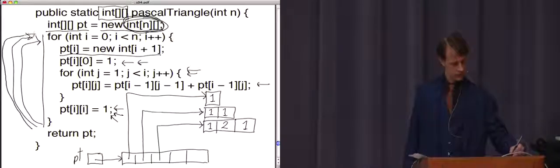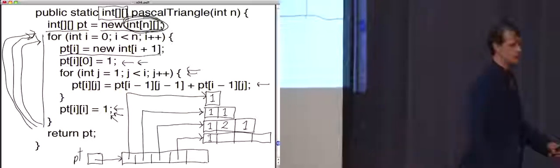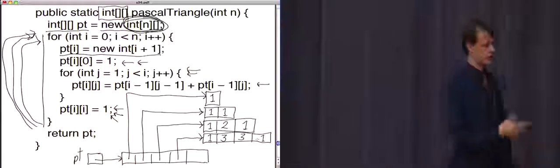Now we iterate the outer loop yet again. We allocate another array of ints and store it in the array of arrays of ints. We set the left element to 1. We go through the inner loop, which adds 1 plus 2 to get 3, adds 2 plus 1 to get 3. So this time the inner loop iterates twice. And then we come out of the inner loop, we execute the last line of the outer loop body, putting a 1 there. And then we iterate again.